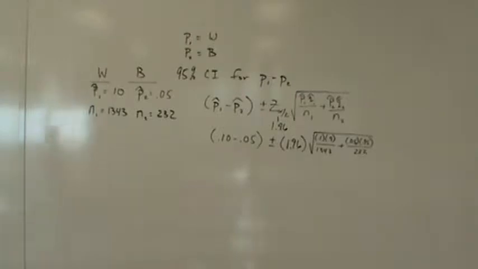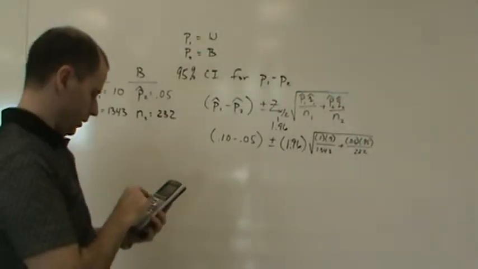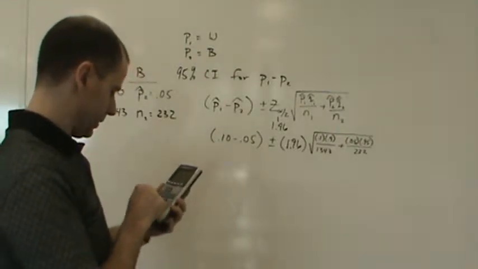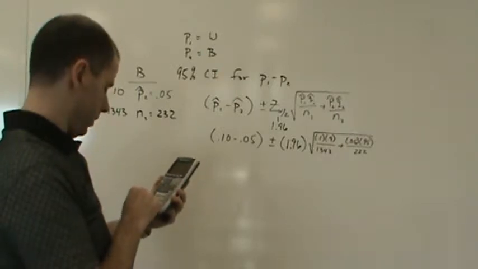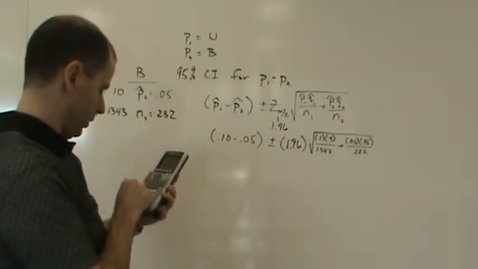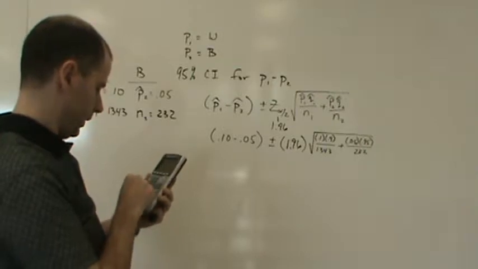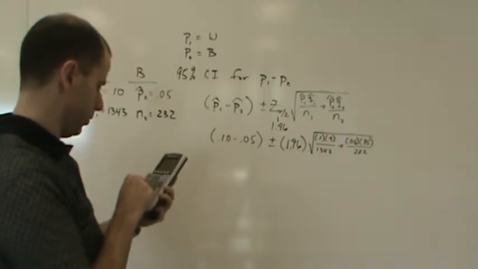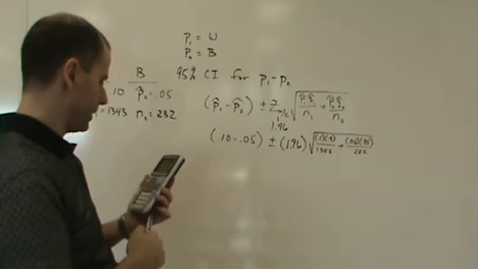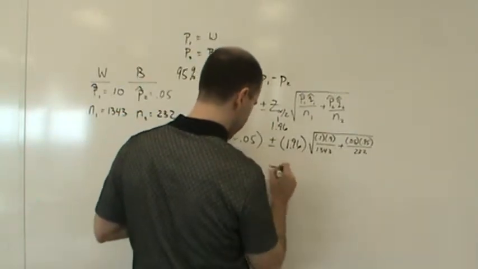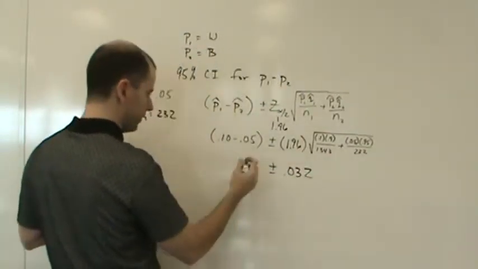Now all I'm going to do is take my calculator and calculate the margin of error. We get 1.96 times the square root of 0.1 times 0.9 divided by 1343 plus 0.05 times 0.95 divided by 232, and we get 0.032 as the margin of error. And the difference of the sample proportions is 0.05.